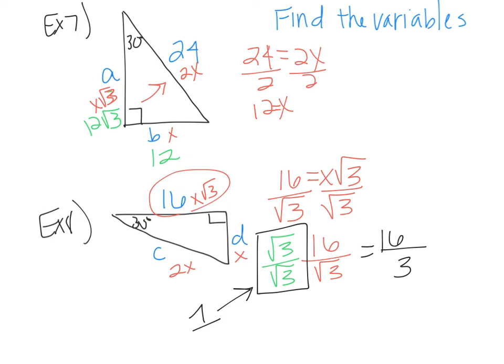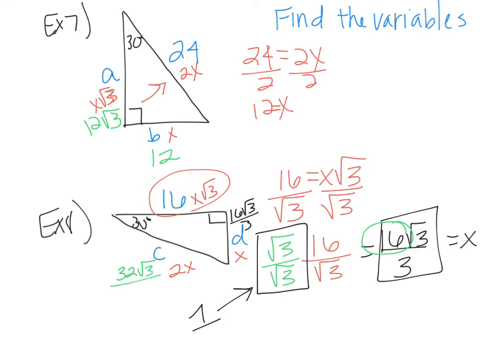The top, 16 square root 3. If the 16 and the 3 would reduce, I would reduce it, but it can't. So this is my x, which is my d. So this is 16 square root 3 over 3. And then to multiply that by 2, all I have to do is multiply the 16 by 2. 16 times 2 is 32. So this is 32 square root 3 over 3. And then if you can reduce the 32 and the 3, that's fine. If not, you would just leave it.